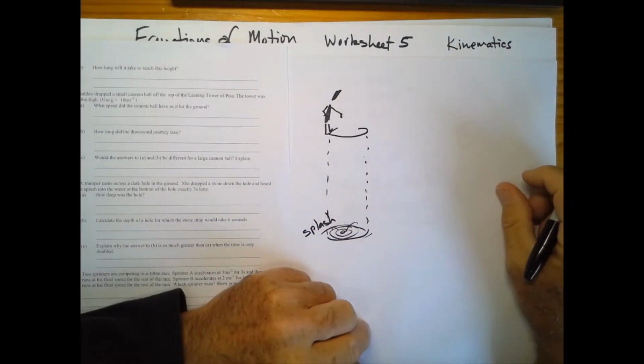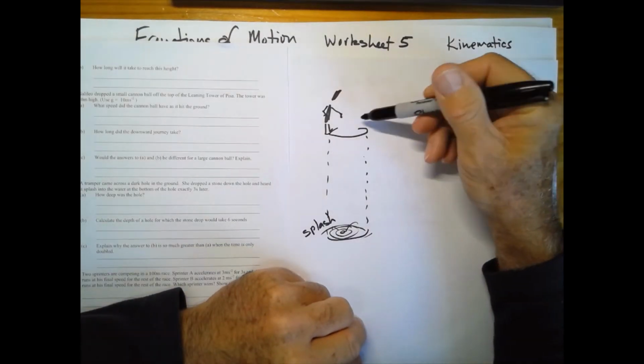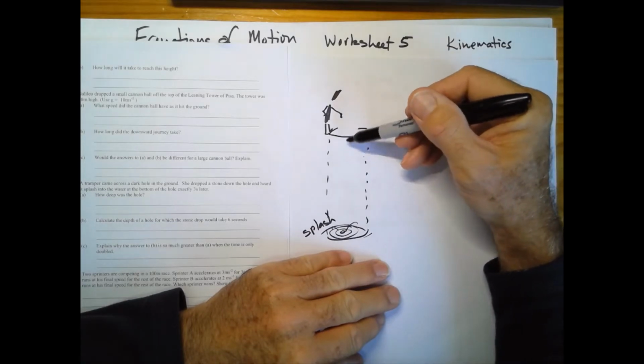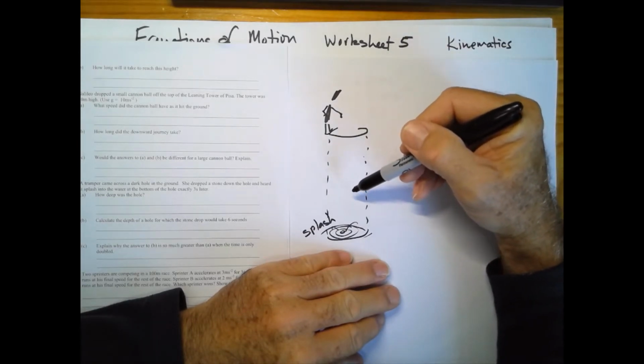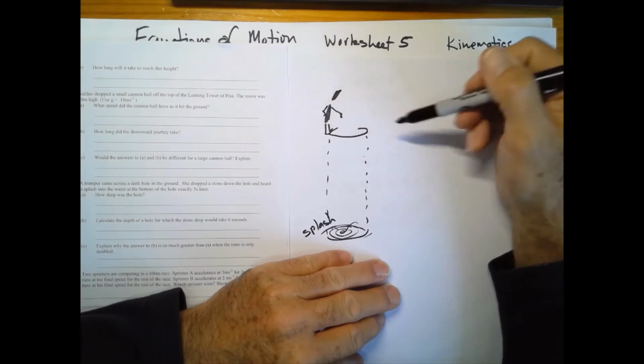Okay, worksheet number 5, question 6. A tramper came across a dark hole in the ground. She dropped a stone down the hole and heard it splash into the water at the bottom of the hole exactly 3 seconds later. How deep was the hole?